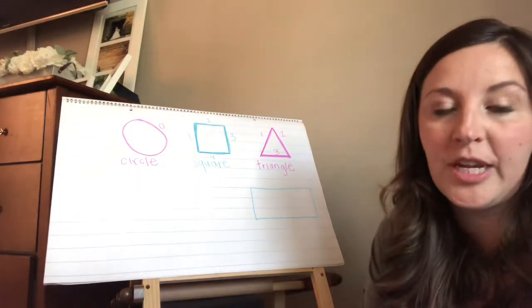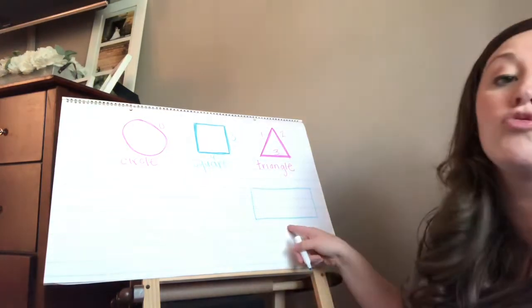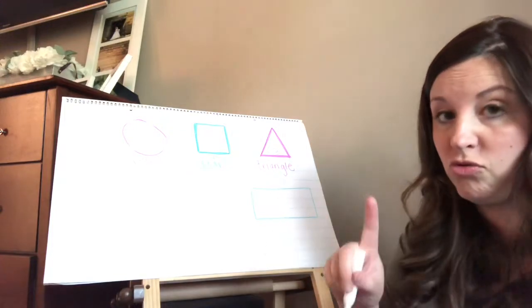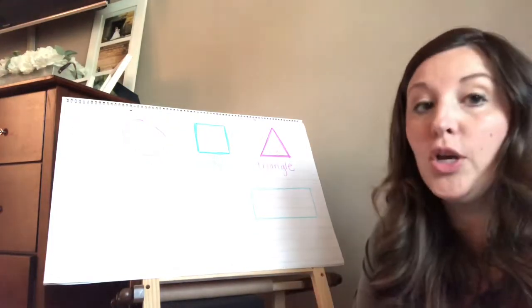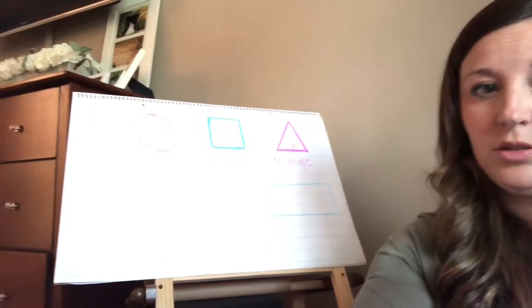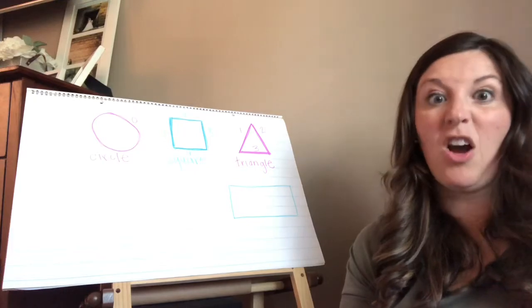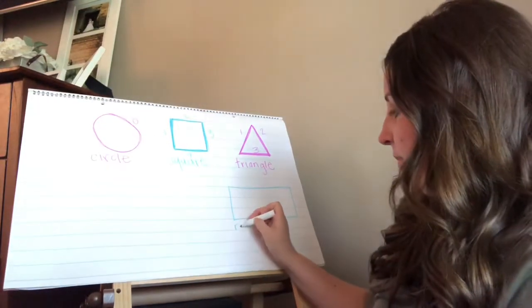Who remembers what shape that is? This is a rectangle. Rectangle. Who knows what sound that is with the R? Who knows what sound? R. So rectangle is spelled like this.